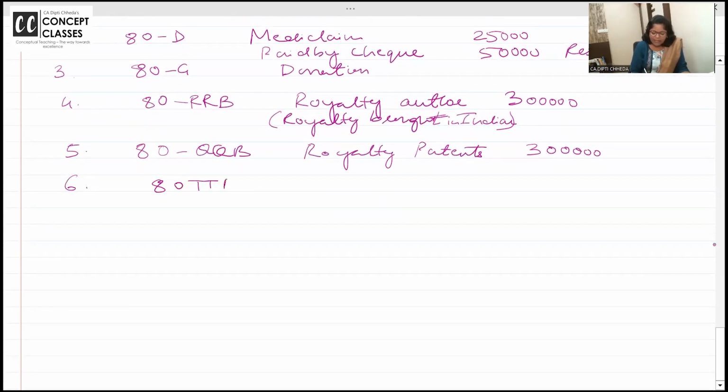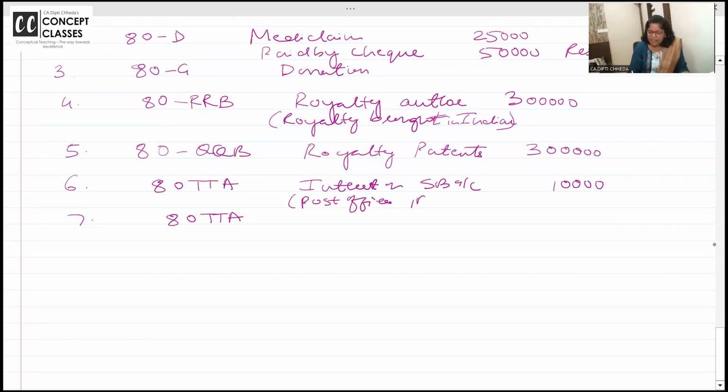Next, to make it your best friend, 80TTA and 80TTB. In 80TTA, 10,000 is allowed for interest on savings account. Now this savings account can be in a post office, in a bank, or in a cooperative society.